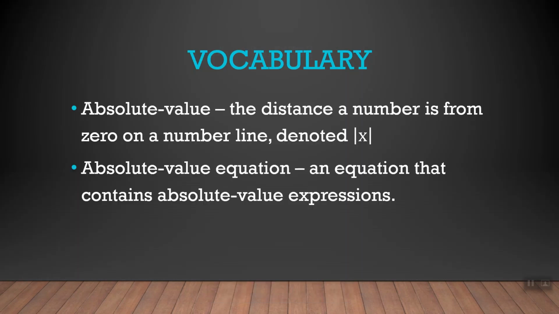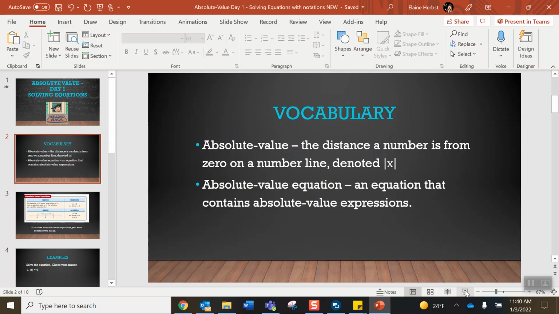So a couple vocabulary terms to write down. First is absolute value. The absolute value is the distance that a number is from 0 on a number line, and it's denoted with those two vertical bars. So we would read that expression there as the absolute value of x. And then we also have an absolute value equation, which is simply an equation that contains absolute value expressions.